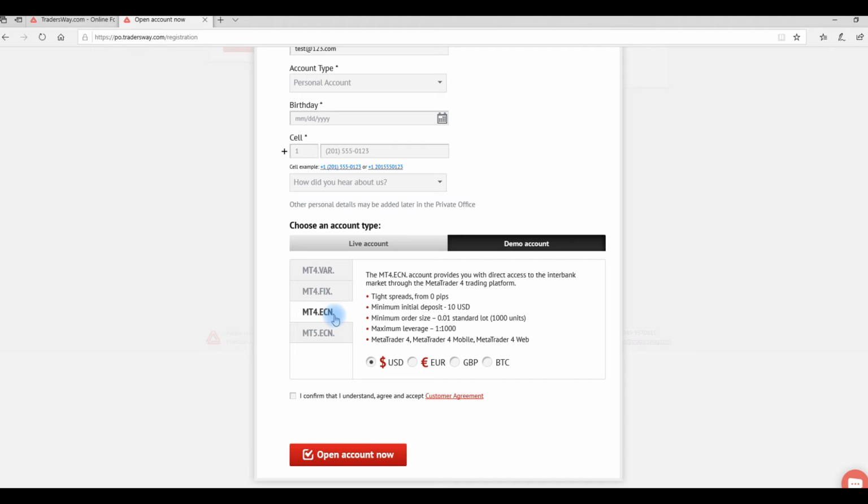Now the .ecn stands for Electronic Communications Network. That just means your broker connects with other individuals, or they call it here access to the interbank market through the MetaTrader 4 trading platform. But that simply means that the broker allows you to place trades. So when you hit the buy button, you're communicating with someone on the other end that is selling, and you're exchanging those positions for the most part. You're trading currencies or exchanging currencies. So that's just what that means.